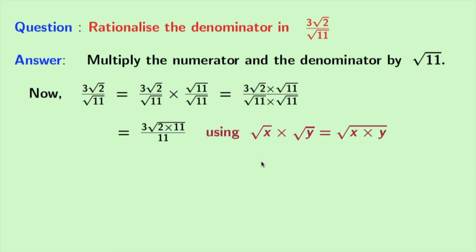And in the denominator, we have used this formula, that is square root of a times square root of a is equal to a. Here a is 11.